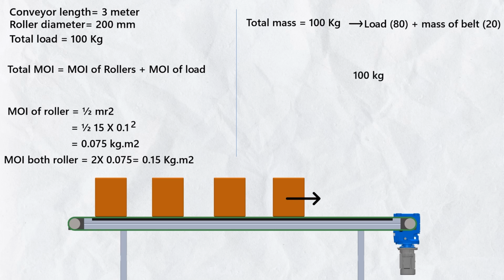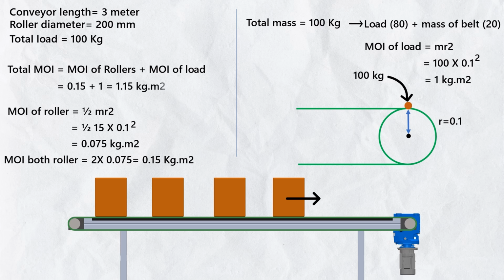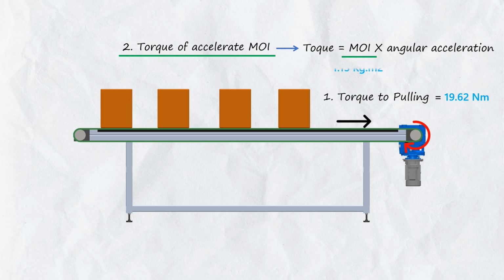So imagine this load as a single point mass at the roller's circumference, because the belt and the load have to be pulled over the belt circumference. So the moment of inertia of a point mass at distance r is equal to mr². So for 100 kg at 0.1 meter radius, it would be 1 kg·m². So the total moment of inertia is equal to 0.15 plus 1, which is 1.15 kg·m².